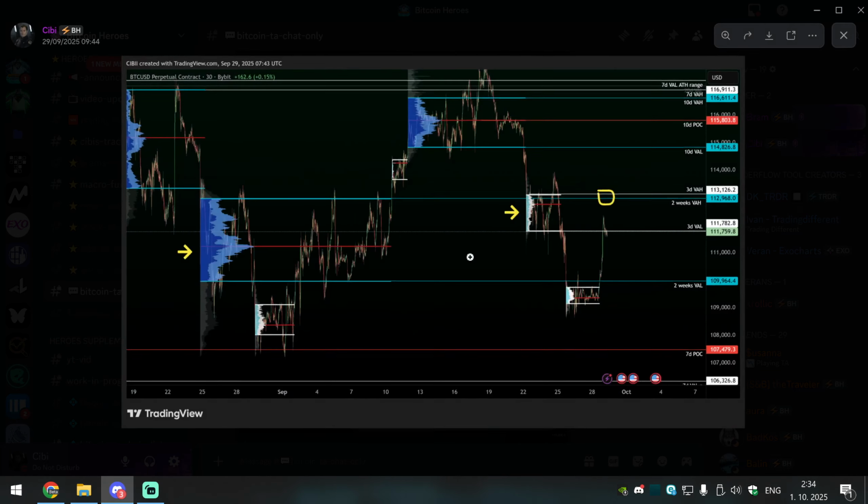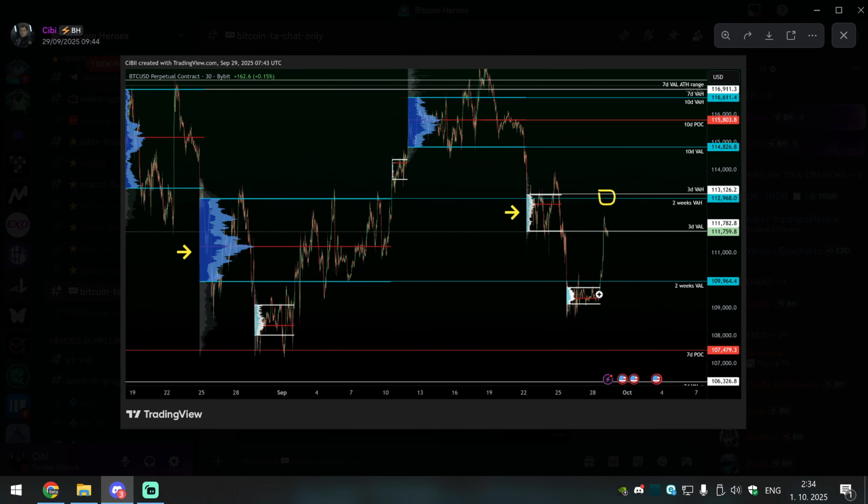Now another thing, look at the pump already. We are leaving not much support, but it's still very impulsive.